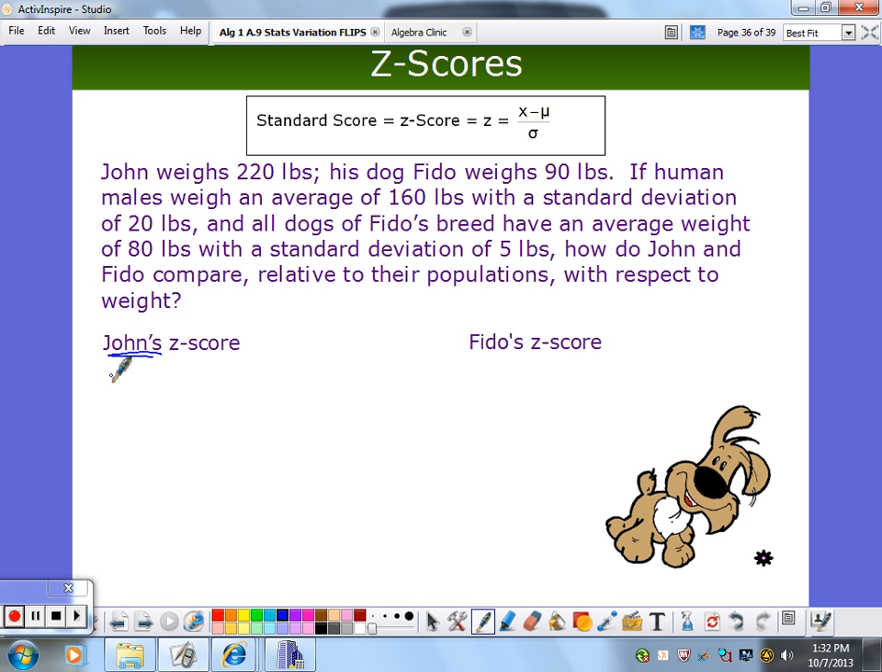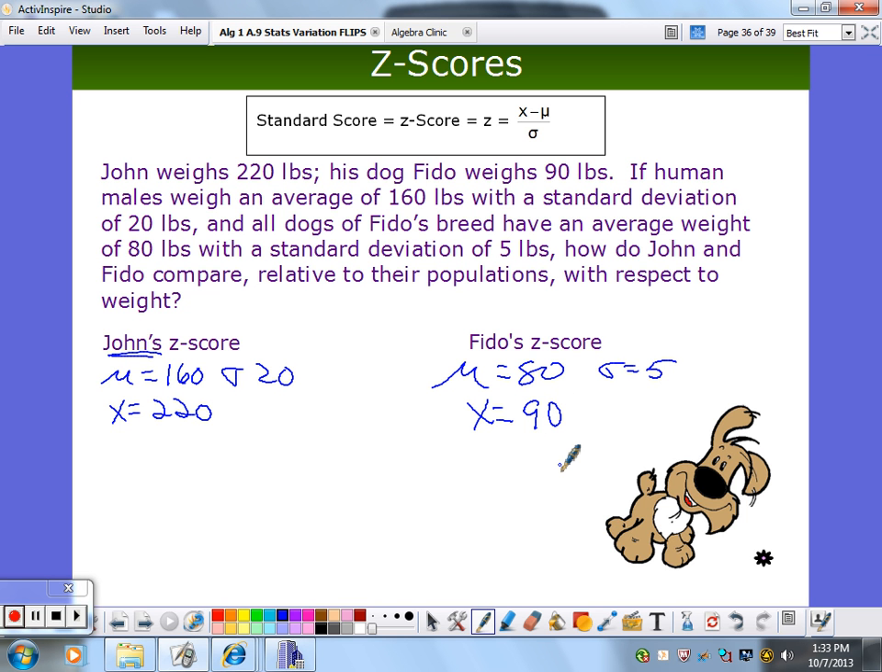So let's see what I got here. For John, the average is 160, right? And the standard deviation is 20. For Fido, his average weight for his kind of dog is 80 and the standard deviation is 5. Now what's their actual weight? This is a data point, right? His actual weight here is 220. And Fido, his actual weight is 90.